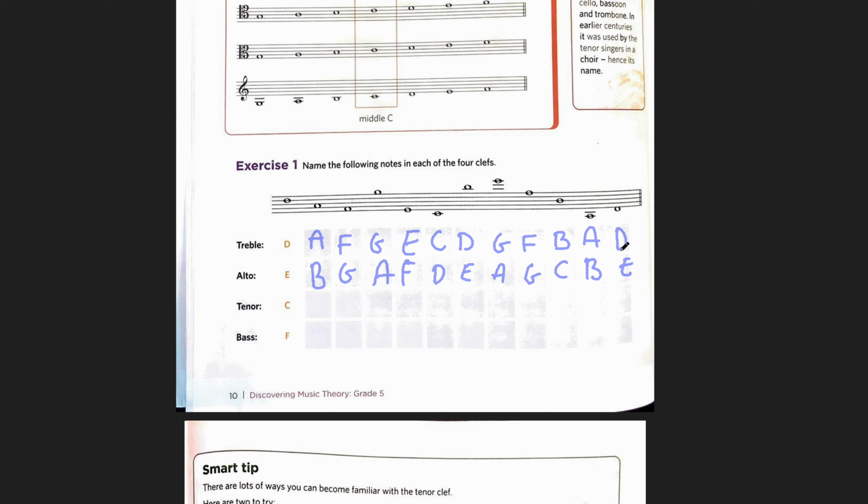And the tenor is one note below the treble. So we'll do G, E, F, D, B, C, F, E, A, G, and C.